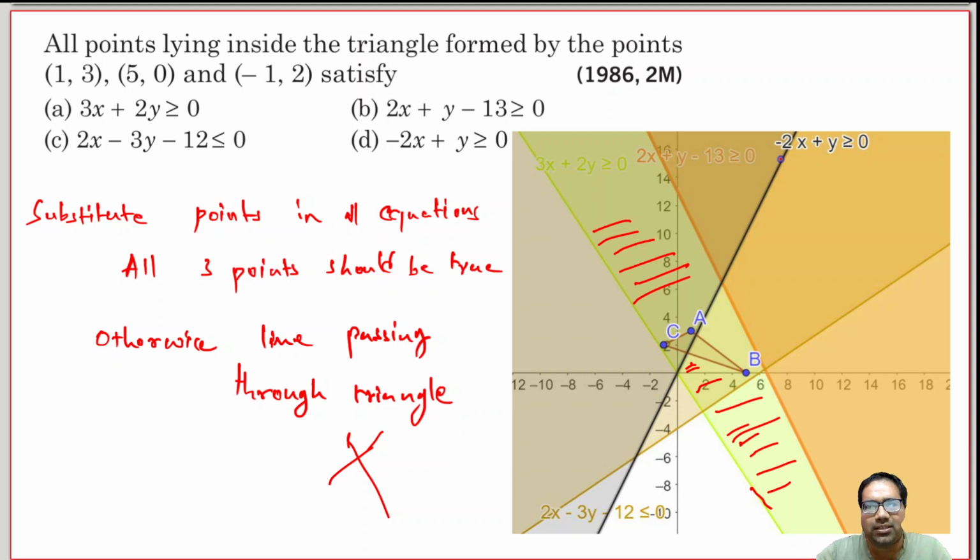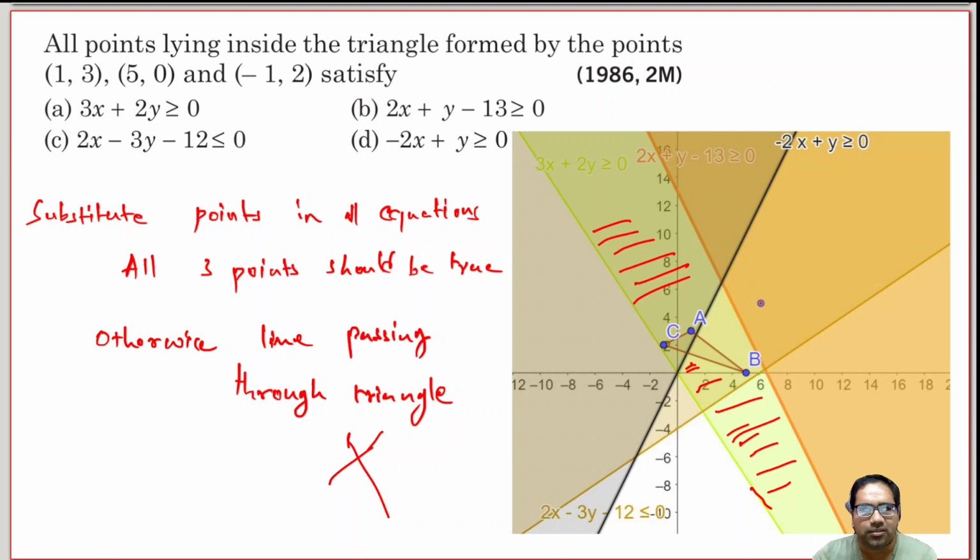Similarly, if we talk about minus 2x plus y is greater than or equal to 0, then we'll take some random point, for example, 0 comma 6. When x is 0 and y is 6, 0 comma 6 satisfies this line, since 6 is greater than or equal to 0. So that means we are talking about the region in which 0 comma 6 is lying, which is towards the left of this black line. So that is this shaded region, right?